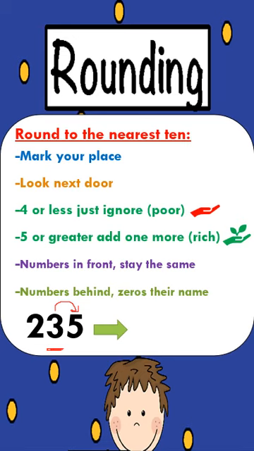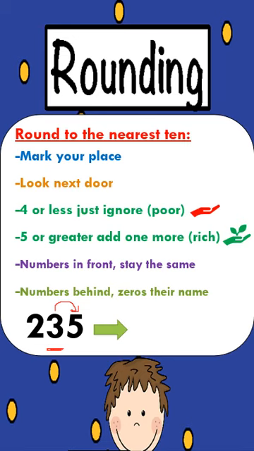If the number in the next door is 4 or less, just ignore. What's the meaning of ignore? Ignore means we don't do anything. The number we mark will stay the same. Why? Because the numbers 4 or 3 or 2 or 1 or 0 are poor numbers. You can see an empty hand. An empty hand cannot give me anything. So just ignore. The number will stay the same. But here it's not 4 or less, it's 5.